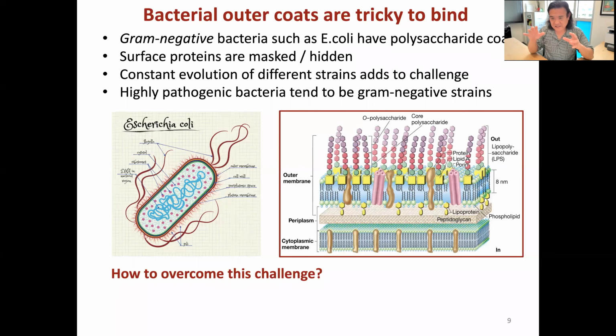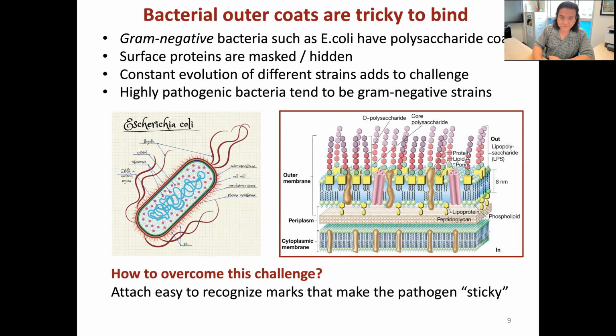If you have these slippery bacteria, right, with these thick lipopolysaccharide coats, how do you have any chance of seeing individual unique proteins inside of them for your immune system to be able to recognize? Well, one thing you can do is you can attach easy to recognize marks to these lipopolysaccharides, right? Sort of marks that your cells have special receptors to easily recognize, and therefore you can make these slippery bacteria much stickier.